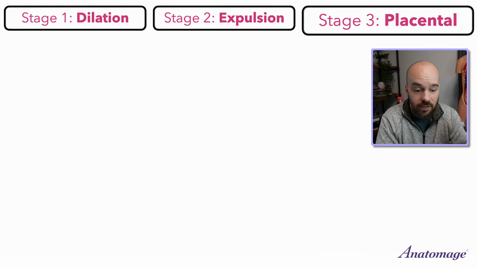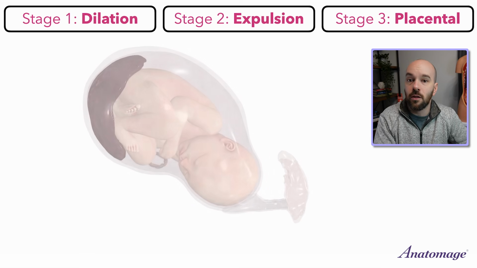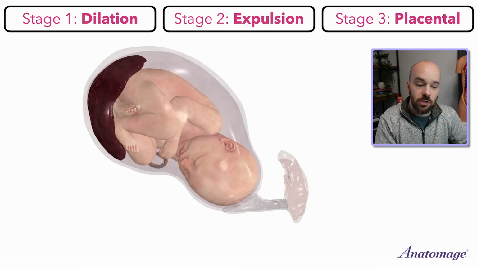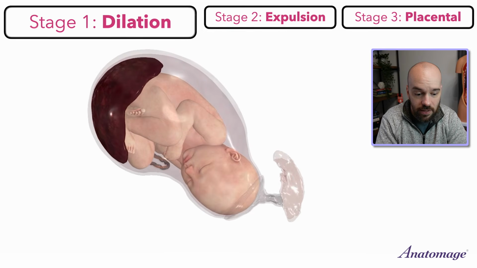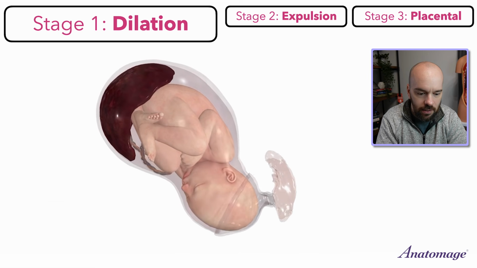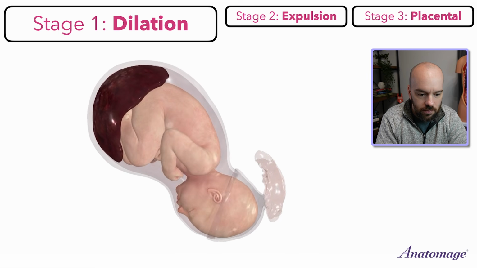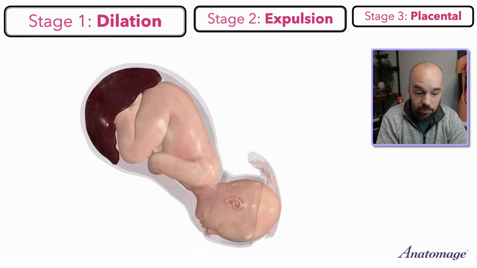Let's see that whole process again, but we're going to zoom in a little bit more now, look at Anatomage visuals again, but now we're just going to look at these organs themselves that are involved in the process. So first we have the dilation stage, and so we see that cervix dilating. Now we're pretty dilated there, and the baby's going to start to pass through. Now we've got the expulsion stage.